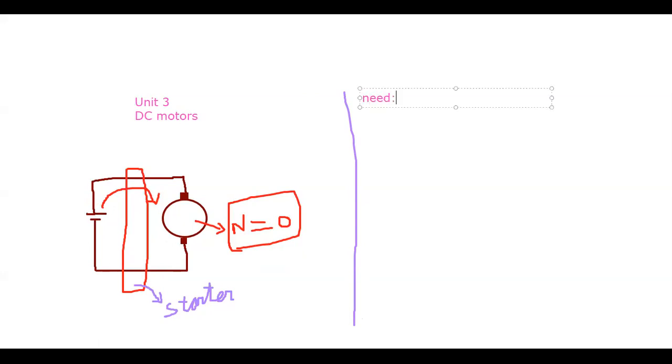The primary necessity of the starter is to limit the starting current. This is the ultimate need of the starter: to limit the starting current which is flowing inside the machine. This is an important criterion. So the need of the starter is to limit the starting current which is flowing into the motor.